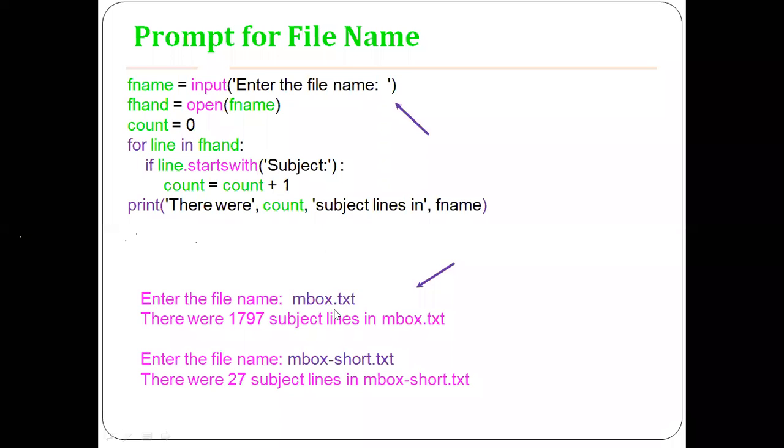I'm entering two file names, right? The first file name is mbox.txt and the second file name is mbox-short.txt. Look at this. There are two file names we have entered. In the first run, we entered mbox.txt. In the second run, we entered mbox-short.txt, right? We have got different results. It is based on the contents of the file, right?